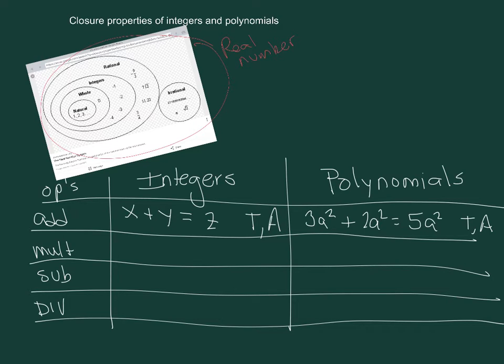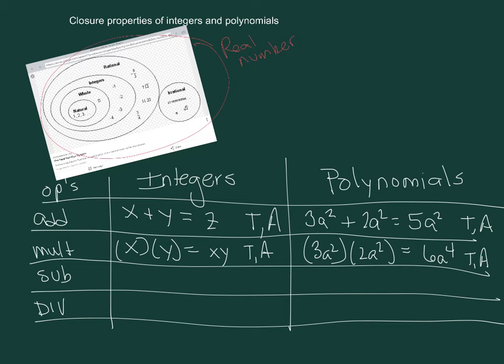So for multiplication, same idea. If I have an integer multiplied by another integer, what I will get is, yet again, another integer, and that is true always. Okay? If for polynomials I had 3a squared, and I multiplied that by 2a squared, I'm going to get 6a to the fourth. And this is also true always. So anytime you're adding or multiplying or even subtracting two integers, okay, you're going to always be closed within that number set, because it doesn't leave the number set. That's simply why. All right, so this is true always as well.